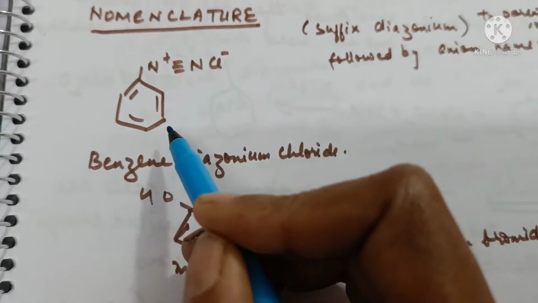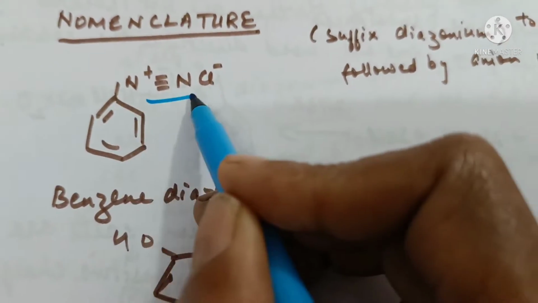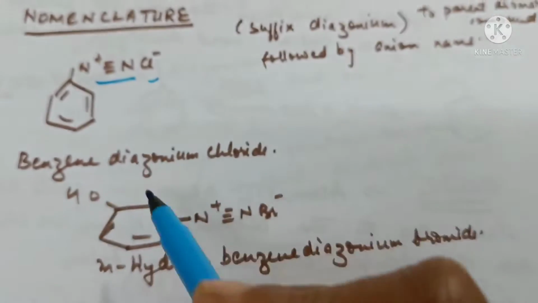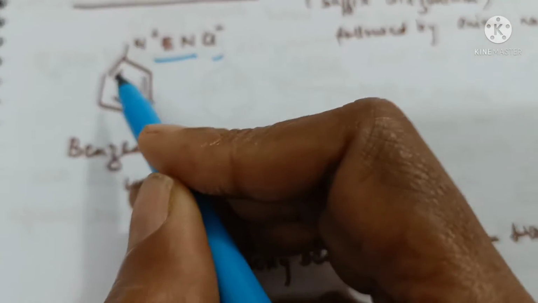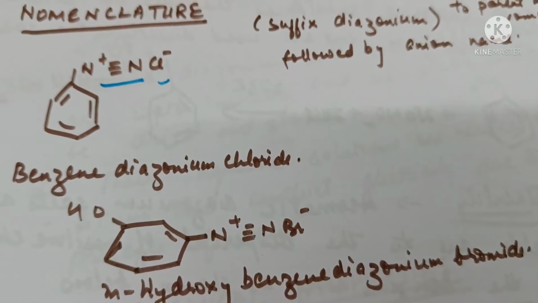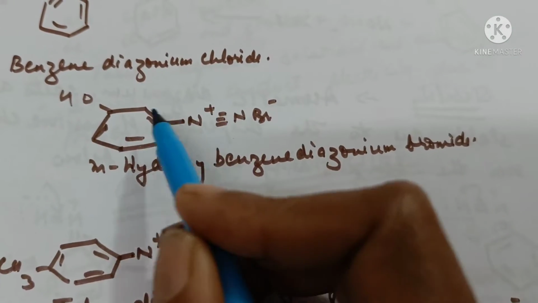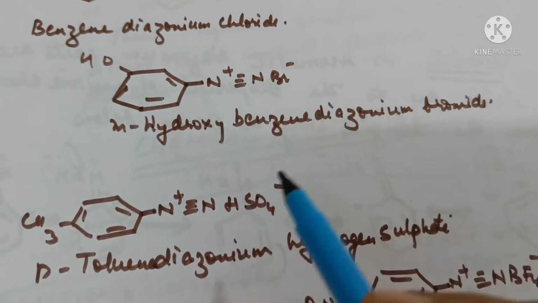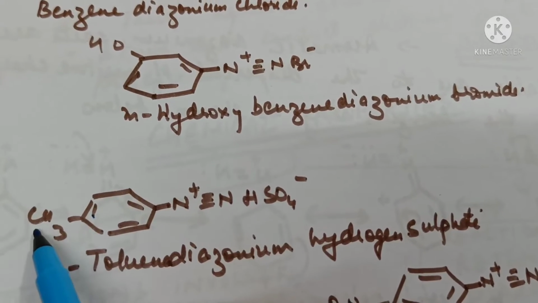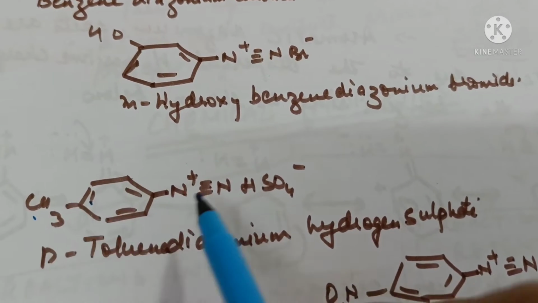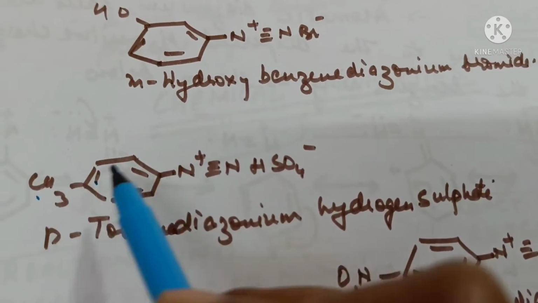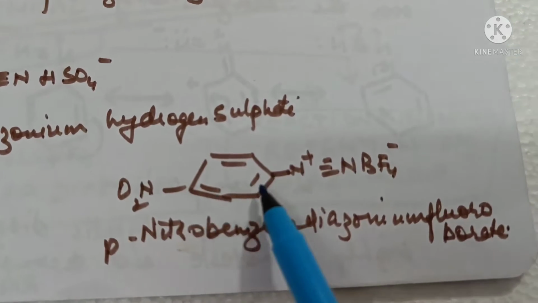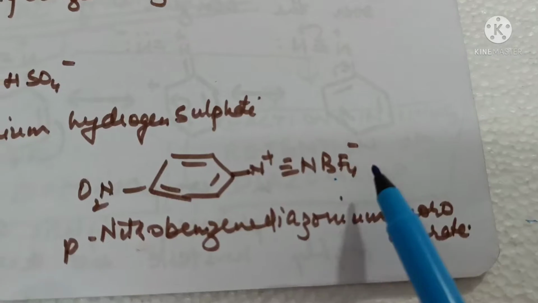Nomenclature of diazonium salts: we add the suffix diazonium to the parent aromatic compound, followed by the anion name. So this is benzene diazonium chloride. This is meta position, so meta-hydroxy benzene diazonium bromide. This is para-methyl or para-toluene diazonium hydrogen sulfate, or para-methyl benzene diazonium hydrogen sulfate. This is para-nitrobenzene diazonium fluoroborate.